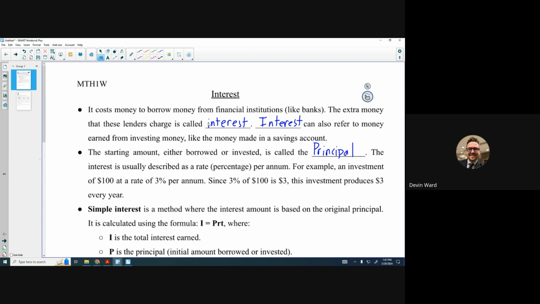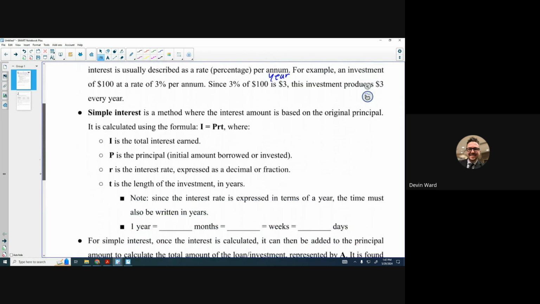The interest is usually described as a rate or some kind of percentage per annum. And remember, per annum just means per year. Annum is year. For example, an investment of $100 at a rate of 3% per annum. Since 3% of 100 is $3, the investment is going to make $3 per year. So you multiply the percentage by your principal. That is for simple interest.